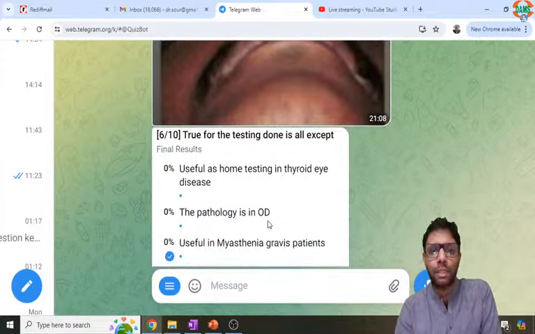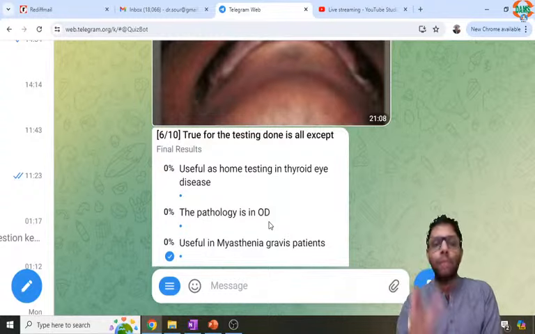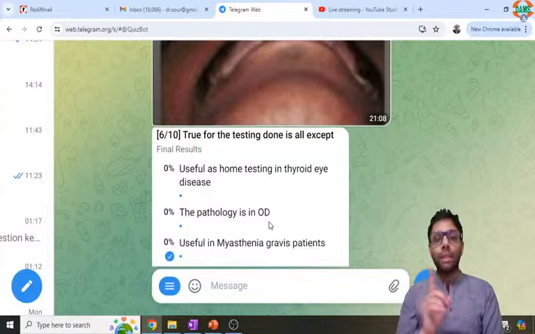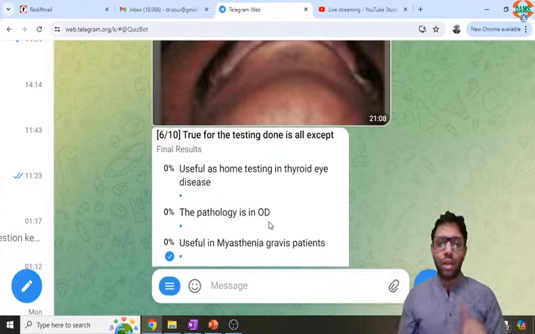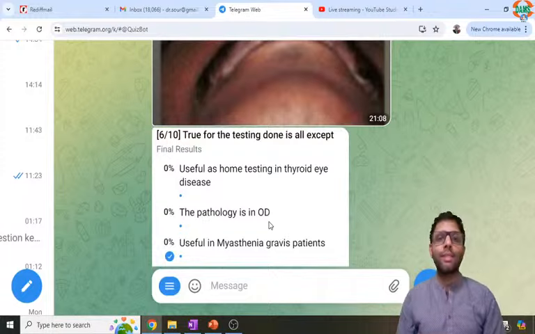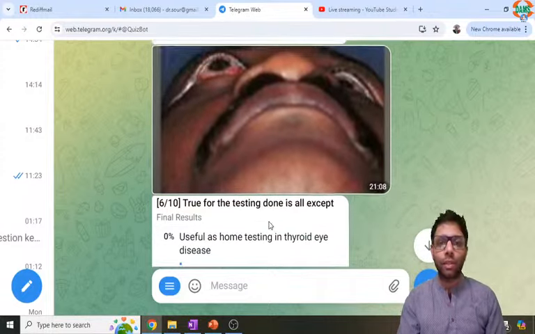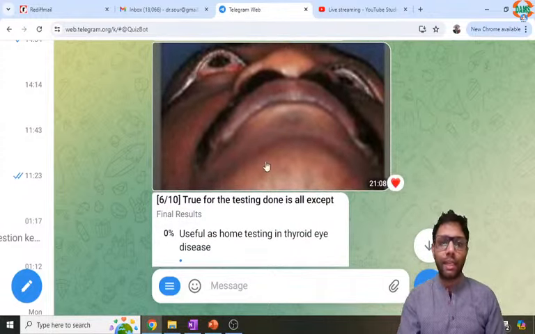Now, some people say the pathology is in the OD, optic. No, it's not optic disc. They should give you full forms. OD means right eye. You should know this. They sometimes write OD as right eye. OS means left eye. You should know this. Full form is not asked over here: oculus dexter, oculus sinister, and OU means oculus uterque. But you should know OD is right eye. OD is not optic disc over here. Yes, pathology is in the right eye. You see the right eye is bulging.